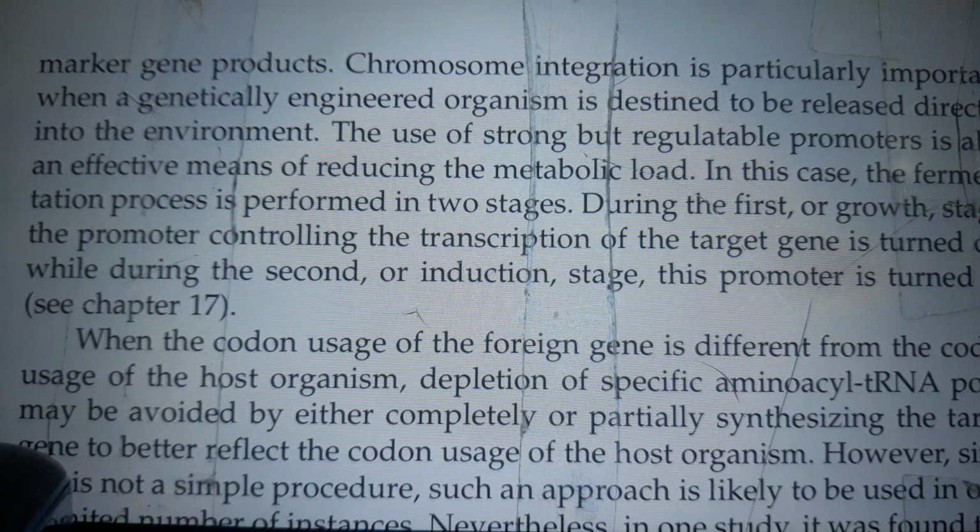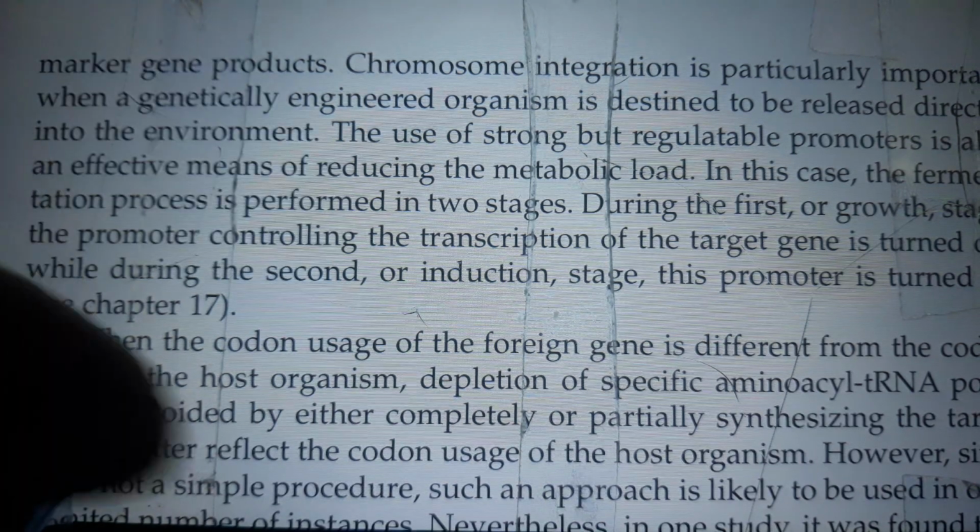The use of strong but regulatable promoters is also an effective means of reducing the metabolic load. In this case, the fermentation process is performed in two stages. During the first or growth stage, the promoter controlling the transcription of the target gene is turned off, while during the second or induction stage, the promoter is turned on.